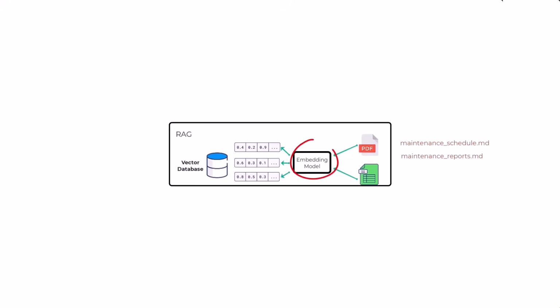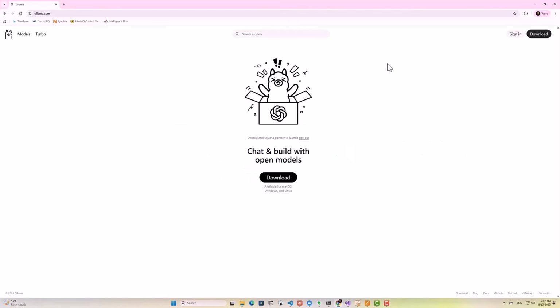For our embedding model, we have two options. We could use a Cloud API like OpenAI's embeddings, but for this demo, I'm going to show you how to run the embedding model locally. And for storing our vectors, we're using Chroma, which is an open source vector database. Okay, let's go ahead and build our demo.